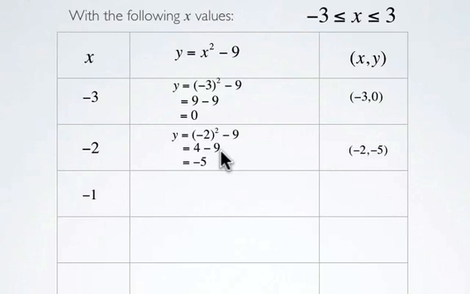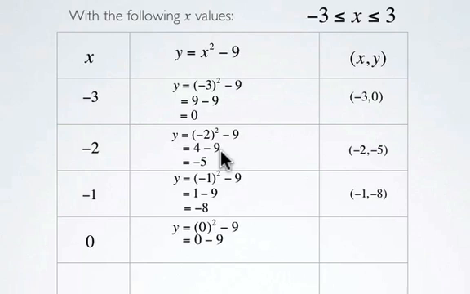Now let's calculate y when x is equal to negative 1. Y equals, in brackets, negative 1 squared minus 9. Negative 1 times negative 1 is positive 1. 1 minus 9 is equal to negative 8. So our coordinates for this point are negative 1, negative 8. For x equals 0, y equals 0 squared minus 9. So our y equals minus 9. Our coordinates for this point are 0, comma, negative 9.